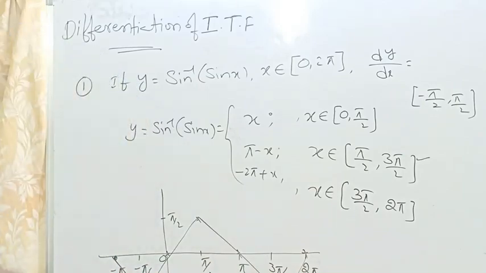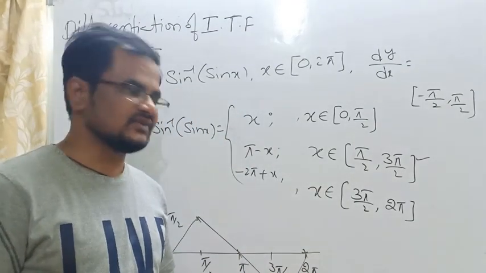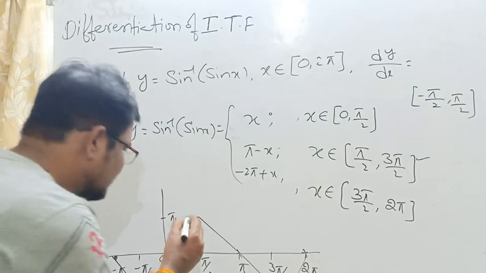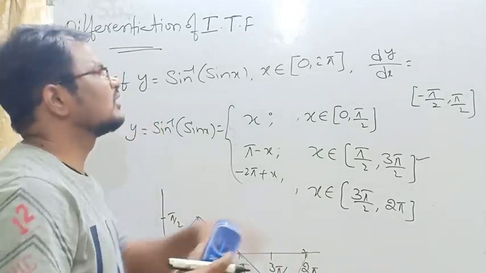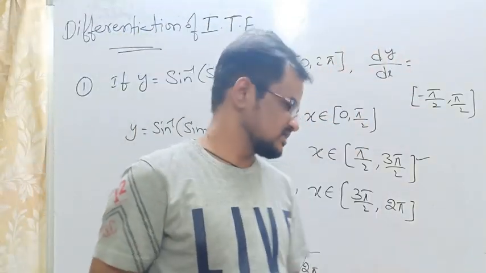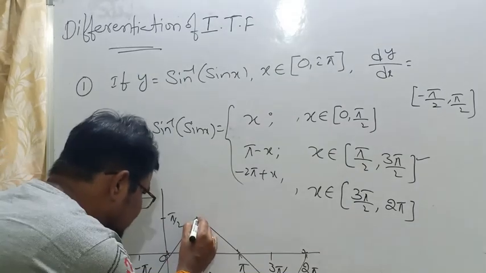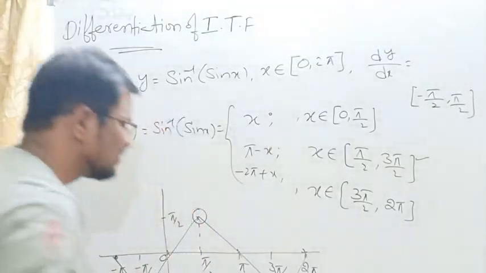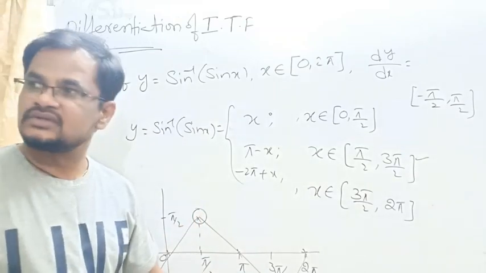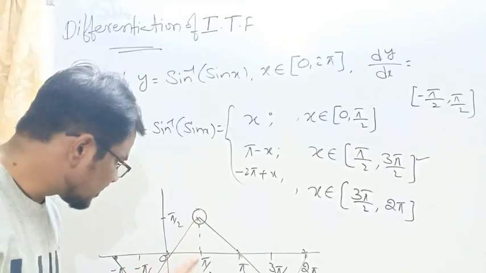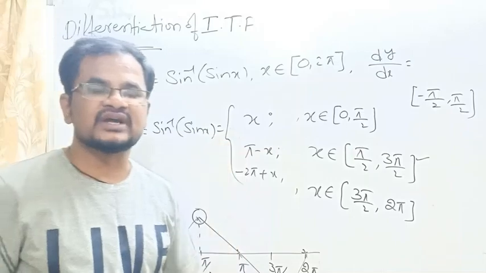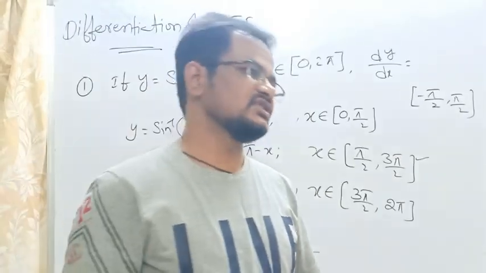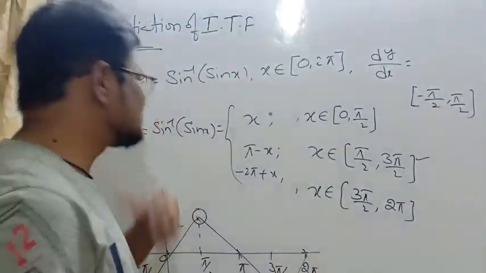Graph of the sine inverse of sin x is this one. Once you observe here, from 0 to 2 pi we have to observe dy by dx. For that, if you observe at pi by 2 and 3 pi by 2, sharp edges are there. So that's why, at pi by 2 and 3 pi by 2 the function is not differentiable. So how to generalize this one?